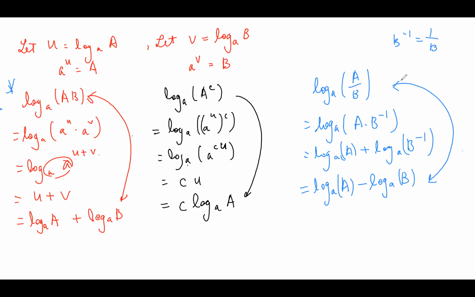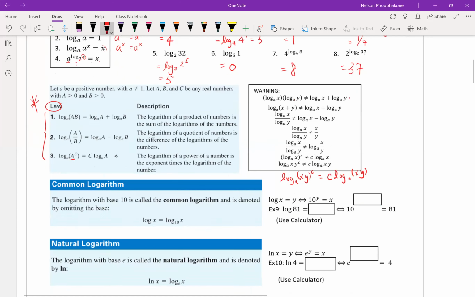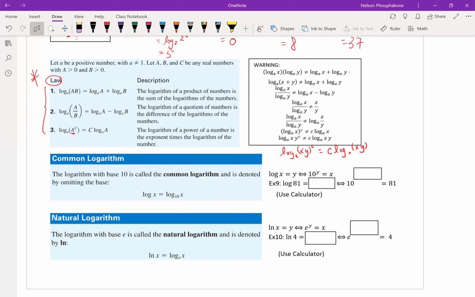Remember, this is really important. Learn how to use it. Later on, we will do some examples related to this, especially when we get to section 4.4. We will do this more.